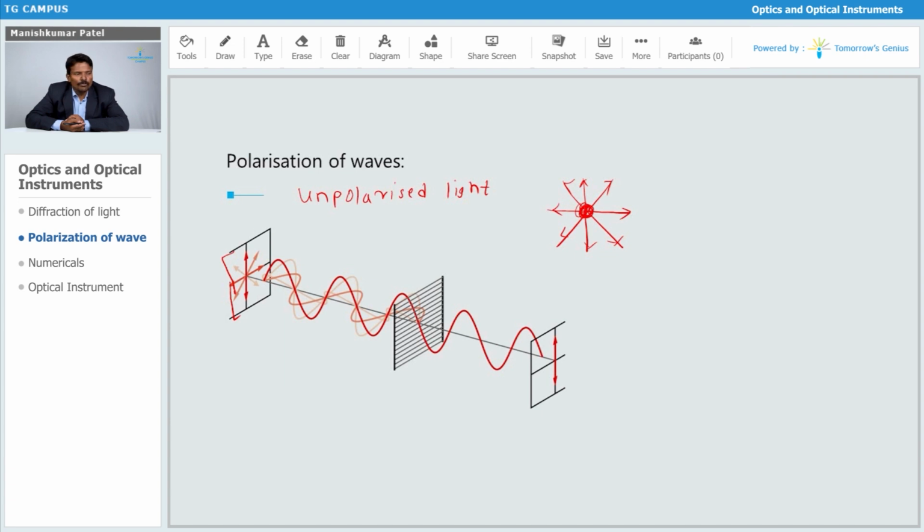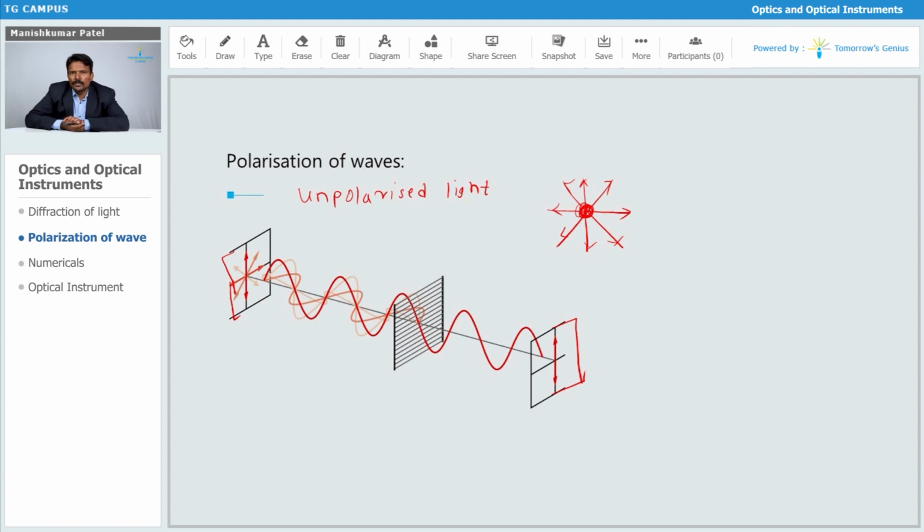So the next thing we have to do is make that light polarized. In case of polarized light, you have to make sure there is only one component which is vibrating perpendicular to the direction of propagation. Initially I showed a few components vibrating perpendicular to the direction of propagation, but now you have to make some arrangement so that finally there is only one component vibrating perpendicular to the direction of propagation. That is nothing but called polarization of wave.